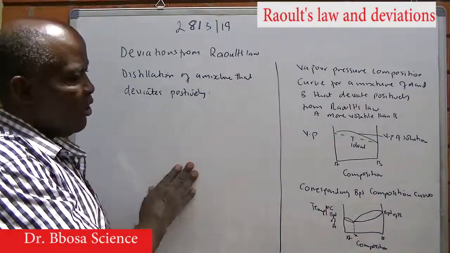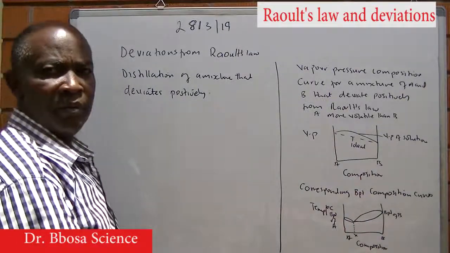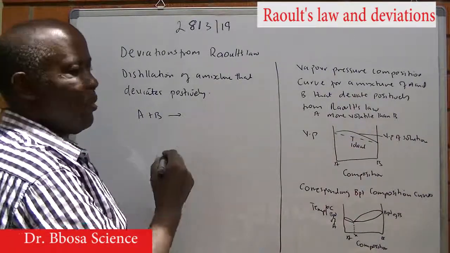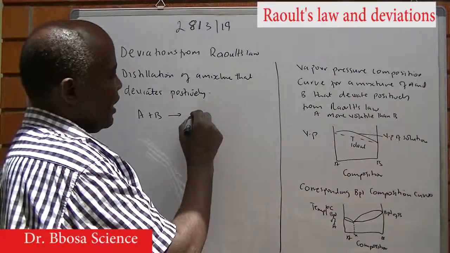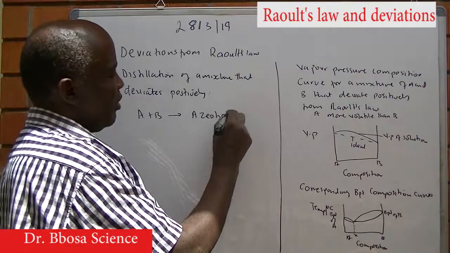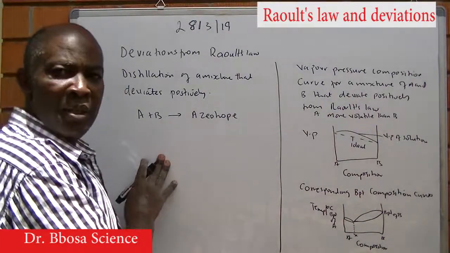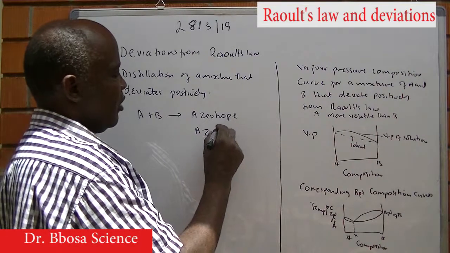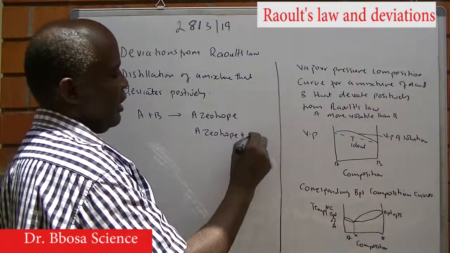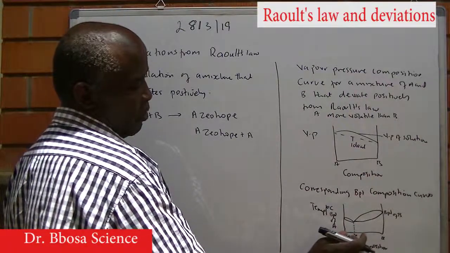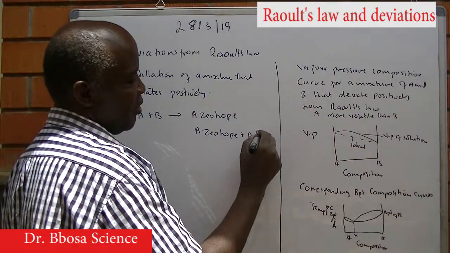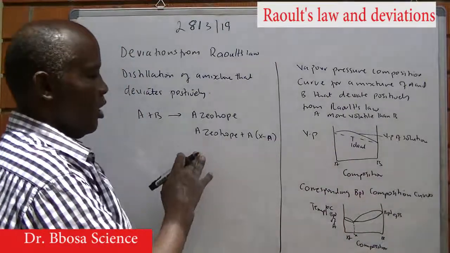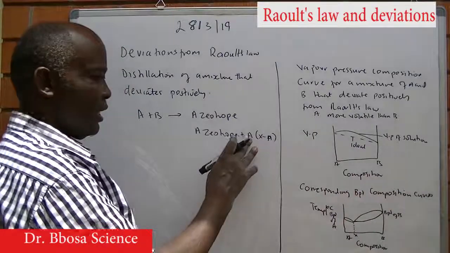So what happens on this distillation of the mixture that deviates positively? One, we must remember that when we add A to B in a mixture that deviates positively, we may get an azeotrope with the composition of A and B that is necessary to form an azeotrope. Or we can get azeotrope plus A on this side here. Between X and A, this portion here, we have an azeotrope and excess A.